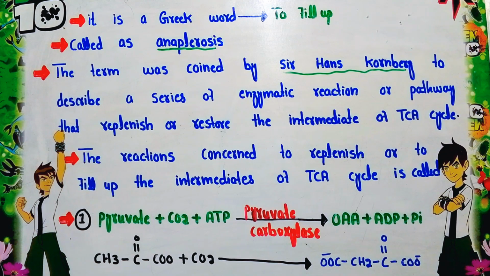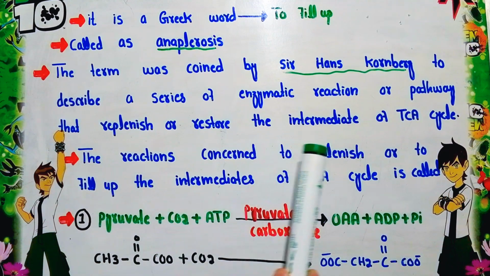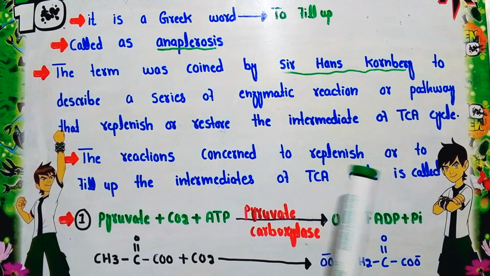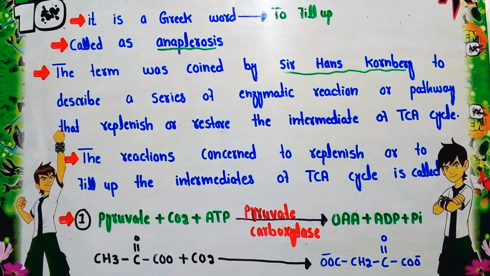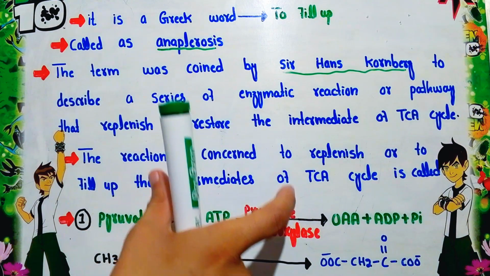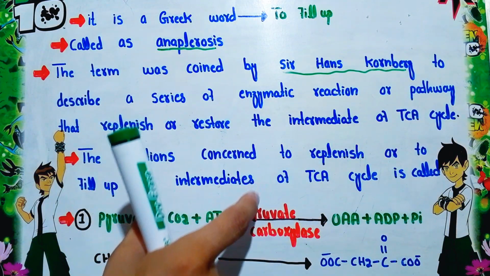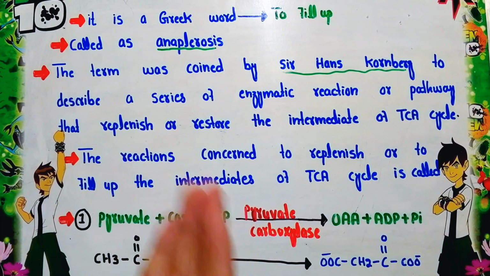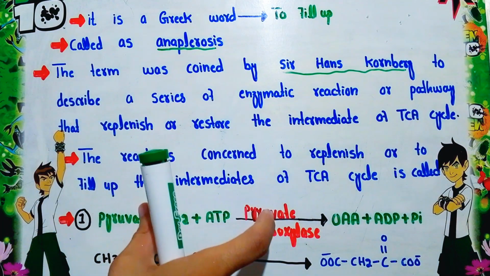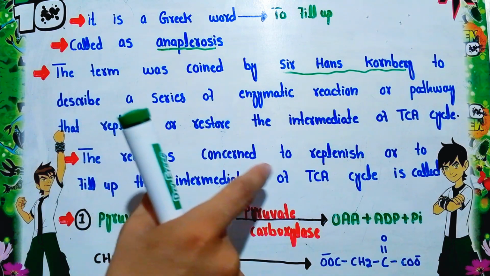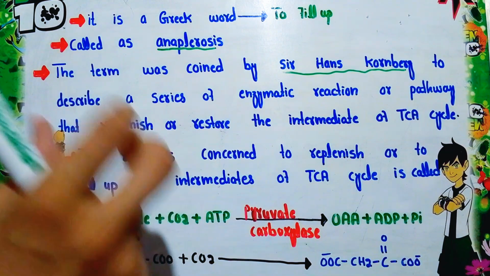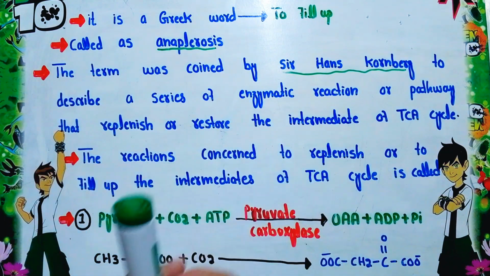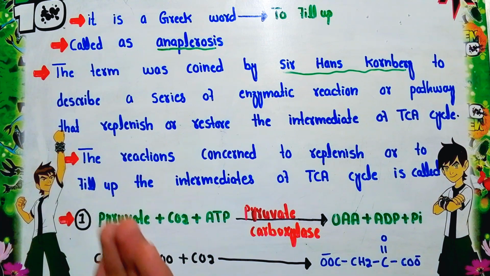Now what is the proper definition of the anaplerotic reaction? It is the reaction concerned with replenishing or filling up the intermediates of the TCA cycle. Such a reaction is mainly responsible for restoring the intermediates of the TCA cycle, as these intermediates are used for the synthesis of various types of organic compounds, so depletion of these intermediates occurs. The specific type of reaction used to restore these intermediates is called anaplerotic reaction, or anaplerosis reactions.